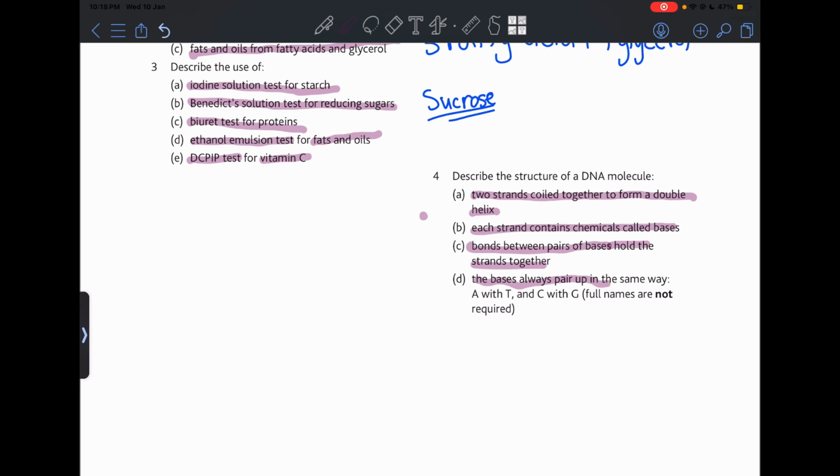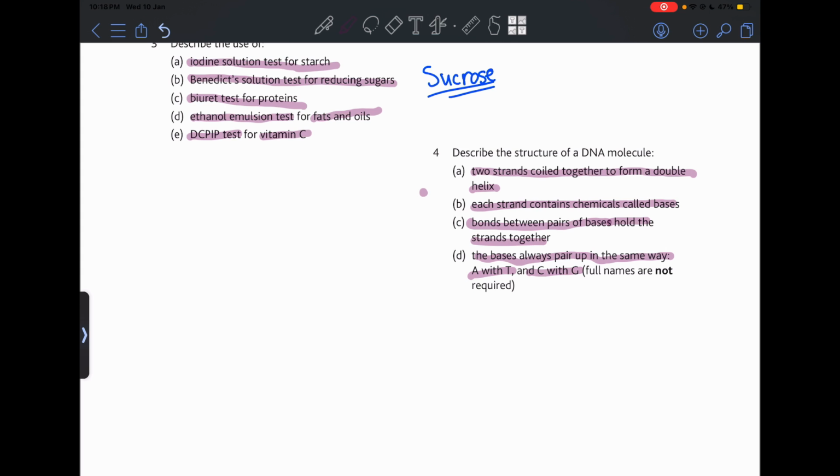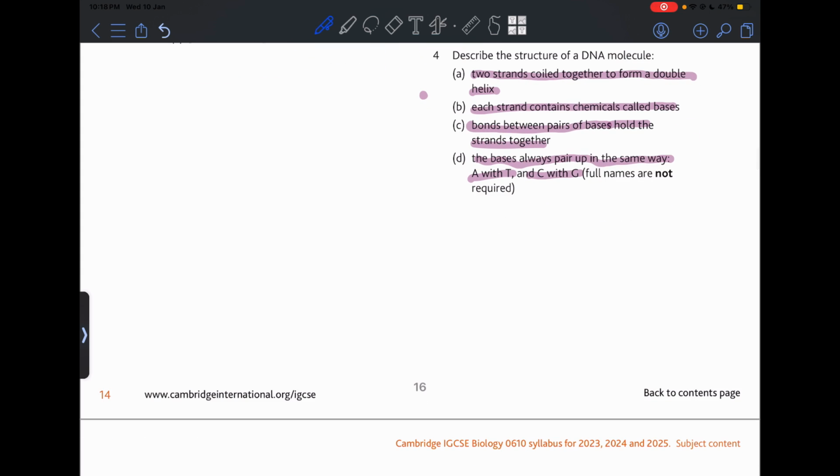The bases always pair up in the same way, A with T and C with G. Full names are not required. You don't have to know these. You will know the full names if you take advanced level. Now you have to know that a base that is A has to pair with T. And if it's C, you have to bind it with G. If it is the opposite or anything other than that, then it is wrong.